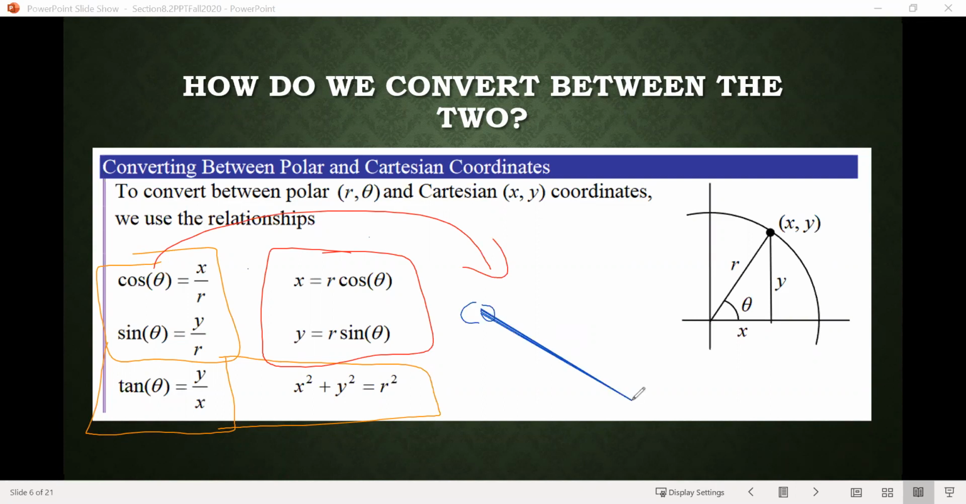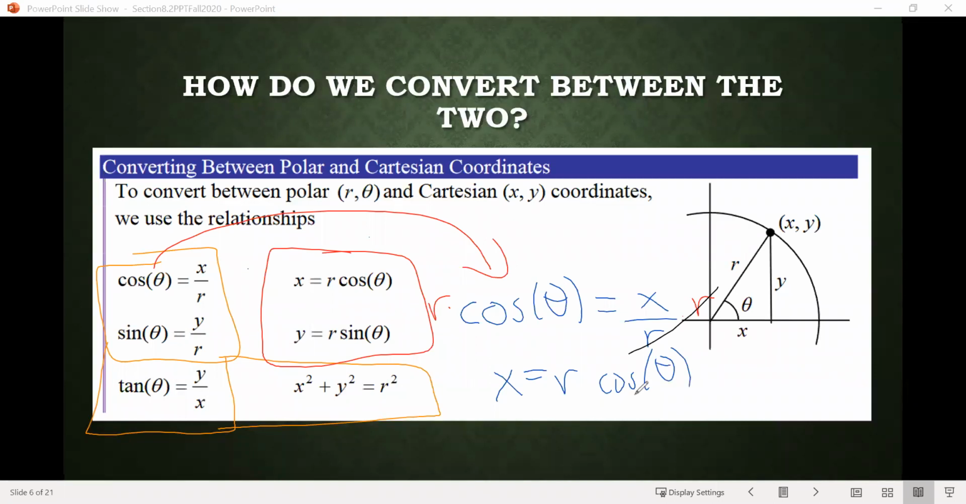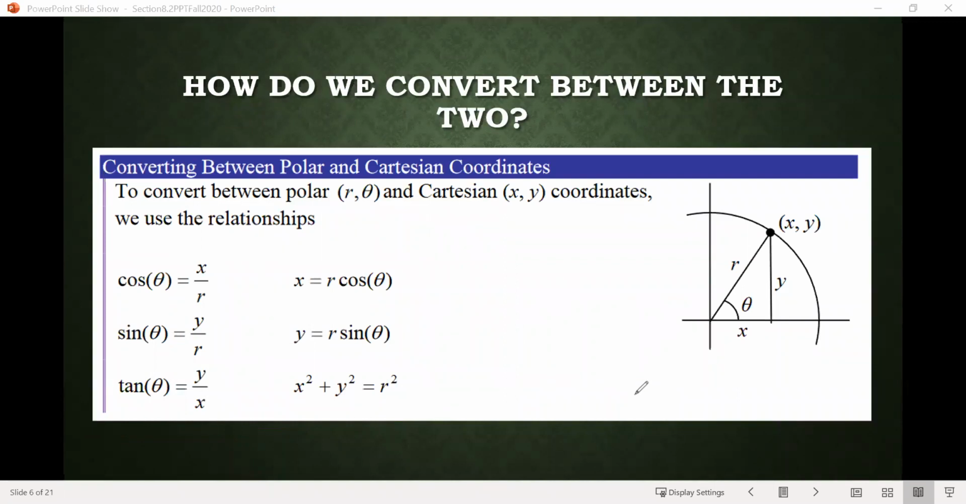So if we have, say, cosine of theta equals x over r, if I solve for x by multiplying by r on both sides, what we end up with is x equals r cosine theta, which is what we see here. Okay, so these formulas are all interrelated. And as I mentioned, we can use them to convert between polar coordinates and Cartesian coordinates.